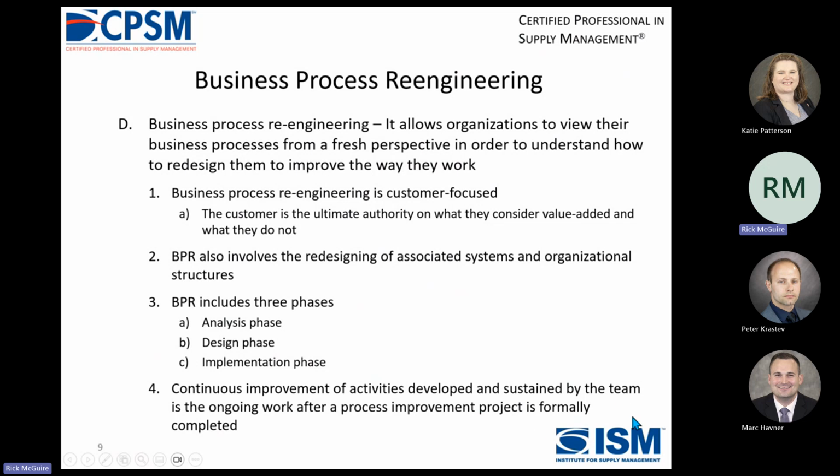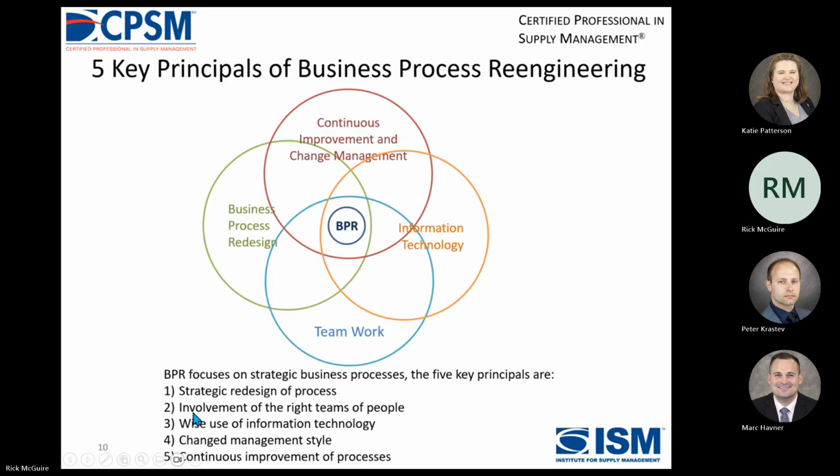Continuous improvement of activities developed and sustained by the team is the ongoing work after a process improvement project is formally completed. So then you move to continuous improvement after completion of the project. So here are 5 principles. You've got the concentric circles here: information technology, continuous improvement and change management, business process redesign, teamwork. In the middle, you've got business process reengineering. It's at the intersection of all 4 of those circles. Wise use of technology, change management, cycle, continuous improvement of processes.